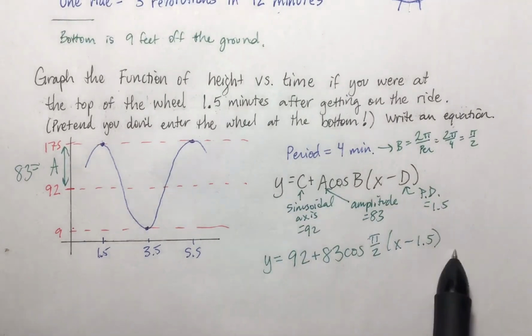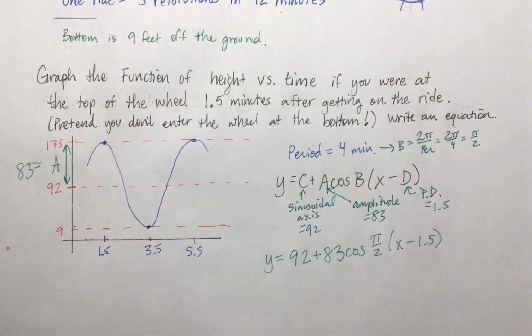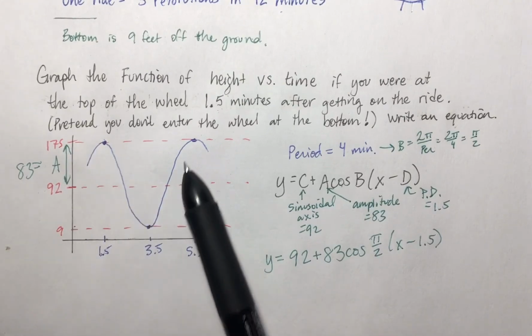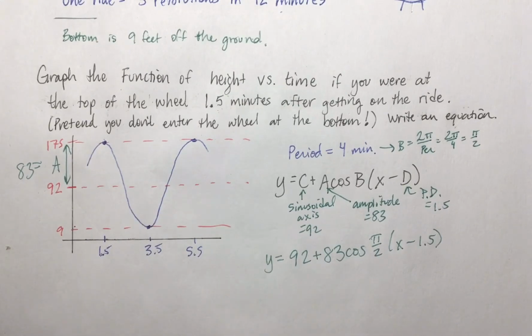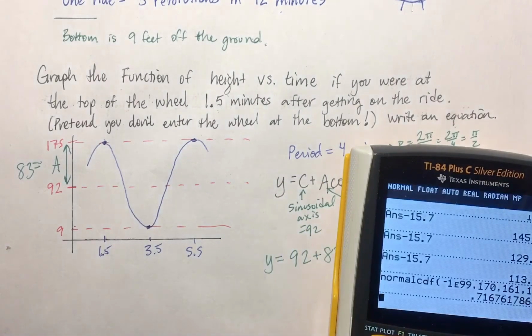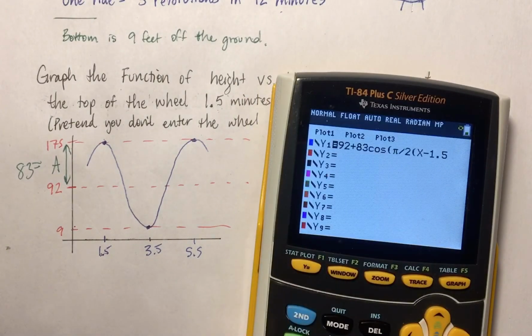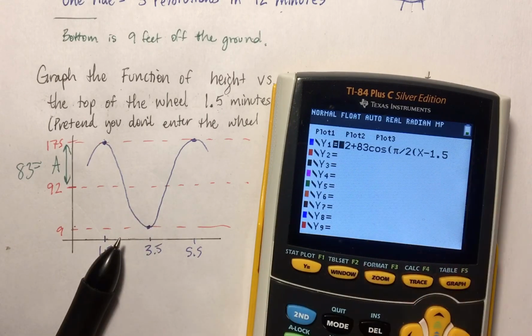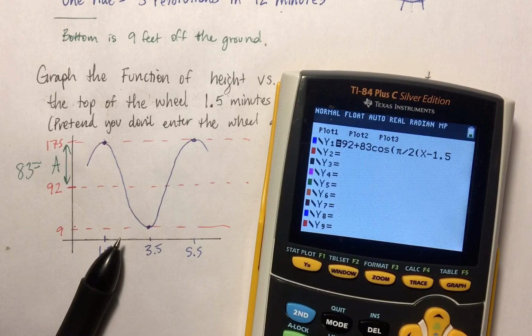Once you've graphed or written your equation, you want to graph this on your calculator and compare it to what you've drawn, because that's going to verify you've done everything correctly. So in my y equals, I have my equation put in here. I'm going to annoy people by not closing my parentheses. Doesn't really matter. What does matter is not closing the parenthesis after the pi over 2, because if you do that, you'll do cosine of pi over 2, you'll take a deep breath and multiply it by x minus 1.5.